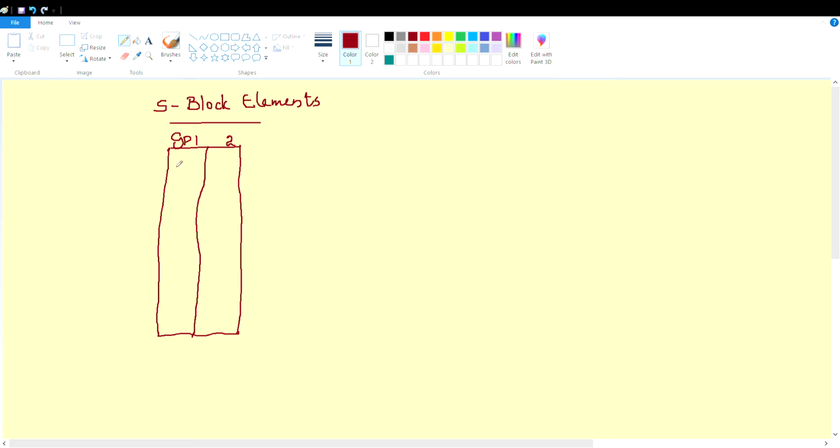The Group 1 elements are lithium, sodium, potassium, rubidium, cesium, francium. Group 2 elements are beryllium, magnesium, calcium, strontium, barium and radium. Out of these elements, francium and radium are radioactive.